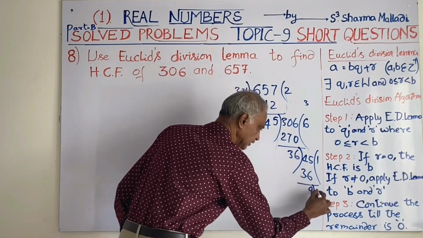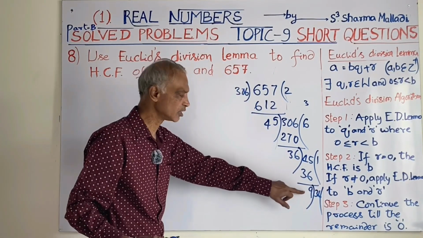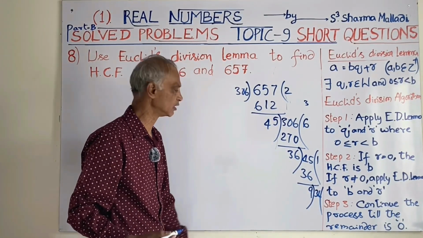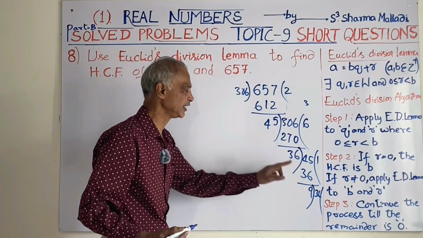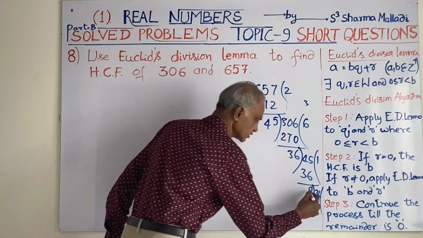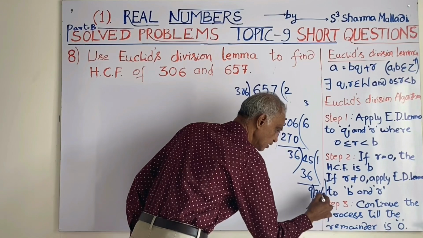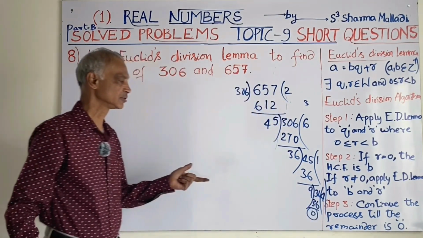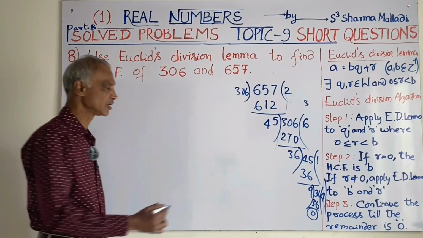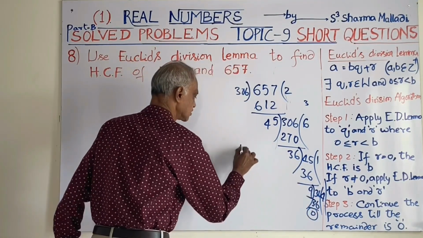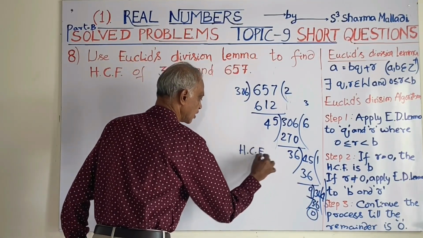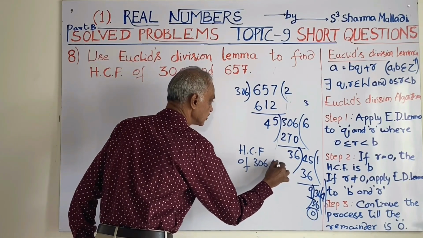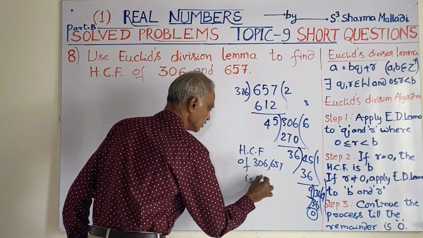Now you take 36. You are not getting remainder 0. You have to apply Euclid's division lemma to the remainder and divisor. 9 fours are 36. Yes, you got remainder 0. Therefore, the HCF of 306 and 657 is 9.